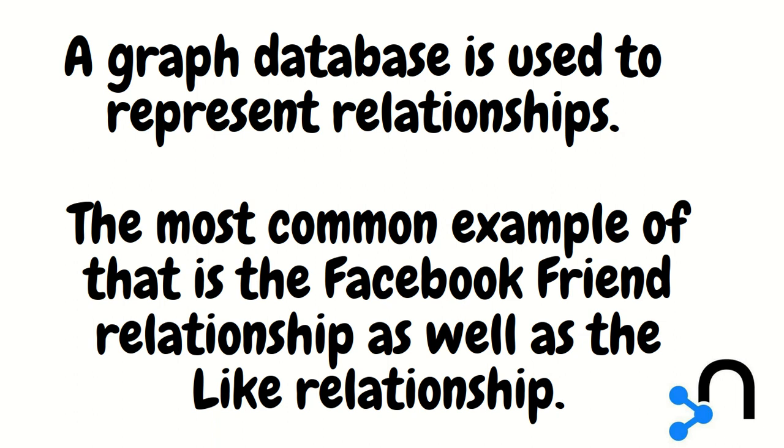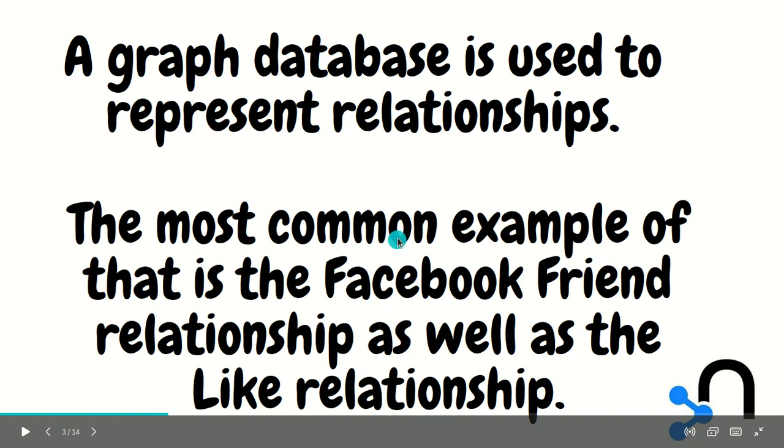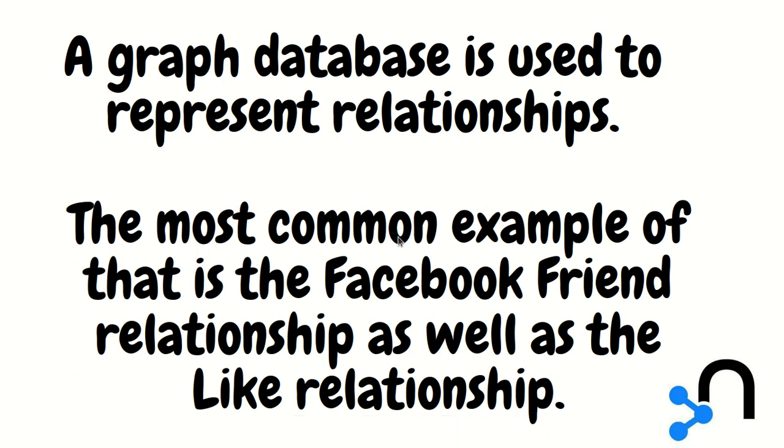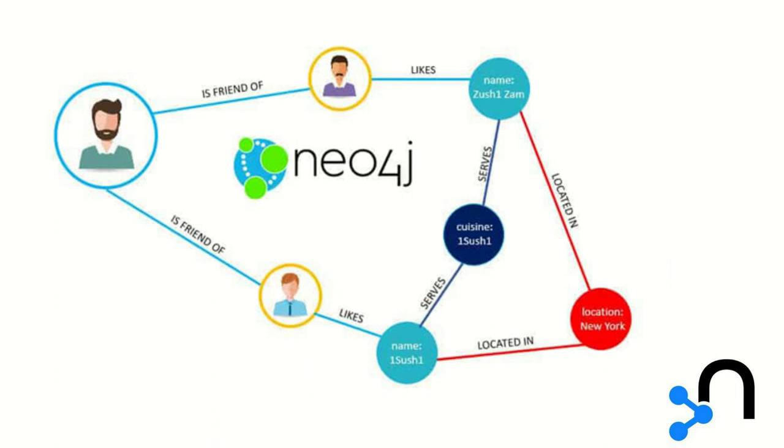The most common example I've taken here is the Facebook friend relationship as well as the like relationship. As I've told you, in a social media platform, if we talk about Twitter as well, if I want to know who is following whom, in such scenarios, we make use of graph databases. All right. So this is what the Neo4j graphical representation is all about, right?